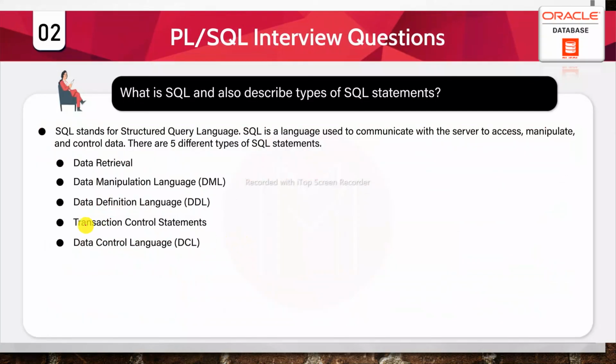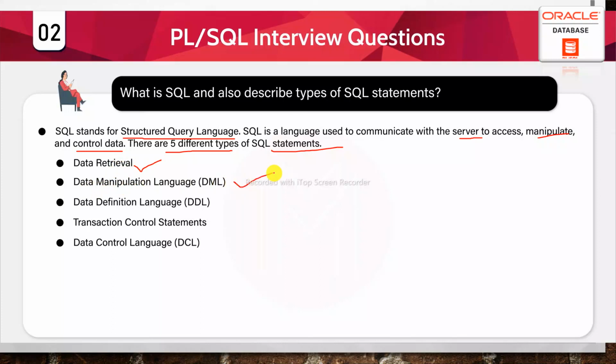Now the second question, what is SQL, and also describe the types of SQL statements. SQL stands for structured query language. SQL is a language used to communicate with the server to access, manipulate and control the data. Then there are five different types of SQL statements. First is DRL. DRL stands for data retrieval language, which has the command called select. By the select command we can retrieve the expected data from the database.